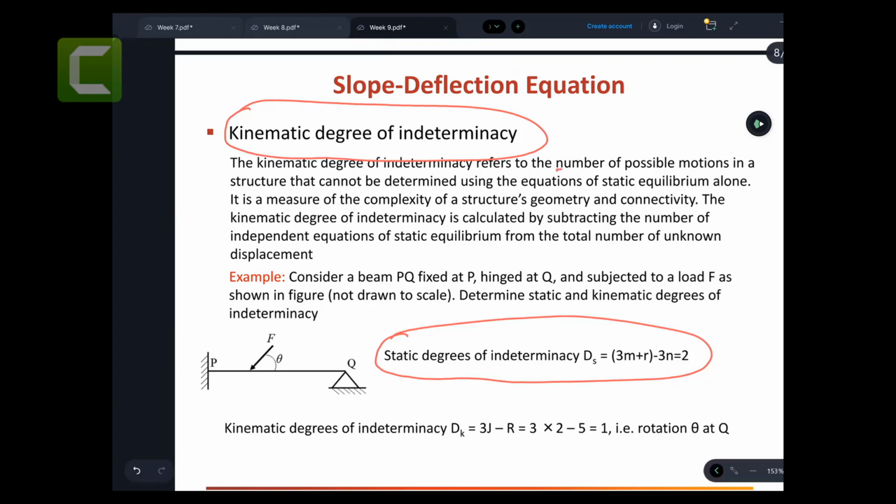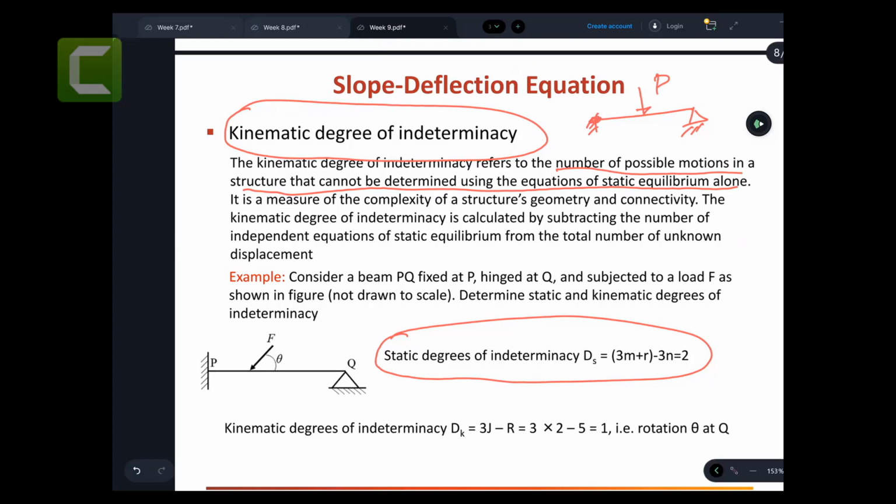It refers to the number of possible motions in a structure that can be determined using the equations of static equilibrium. So, for example, if you take any structure, and let's say this is a pin support and a load is applied, what is the possible displacement? So this point here.